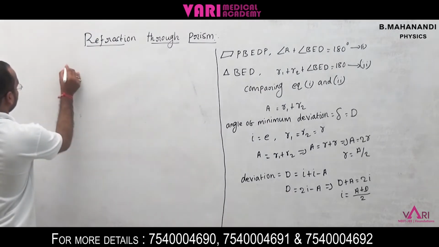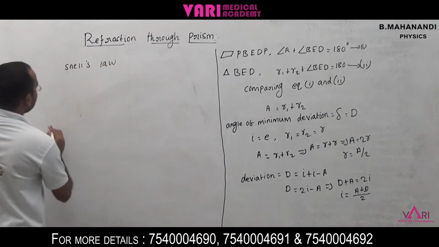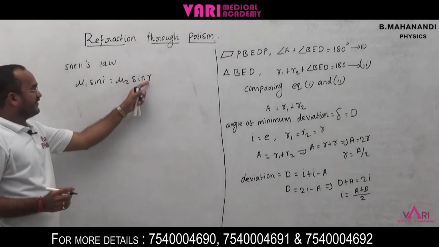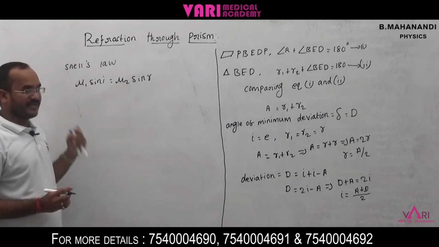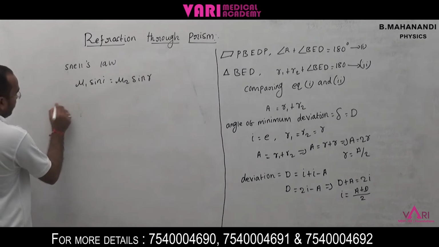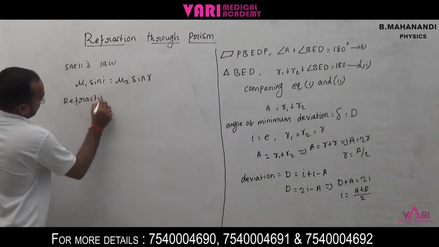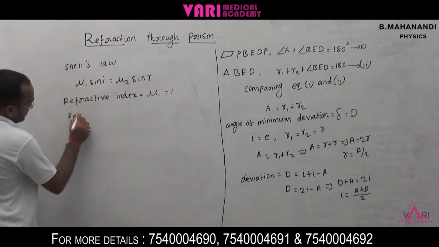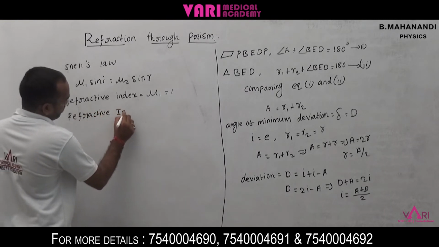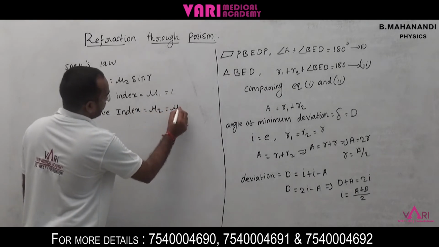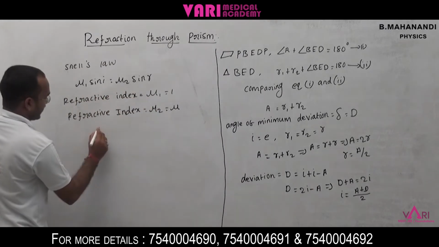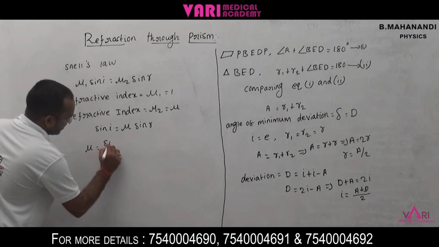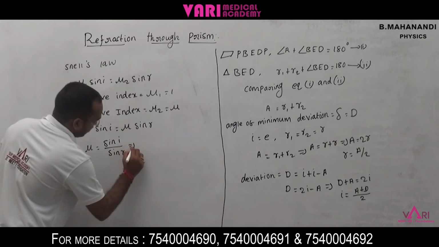What is the explanation of Snell's law? Snell's law is mu1 sin i equals mu2 sin r. i is the incident angle, r is the refraction angle. mu1 is the refractive index of the rarer medium, mu2 is the refractive index of the denser medium. mu1 equals 1, mu2 equals mu. Substituting these two values, sin i equals mu into sin r. Now mu equals sin i by sin r.